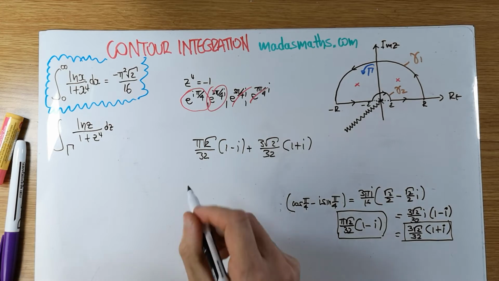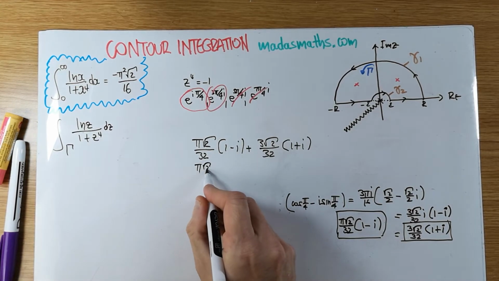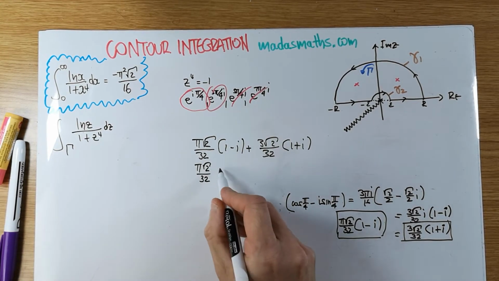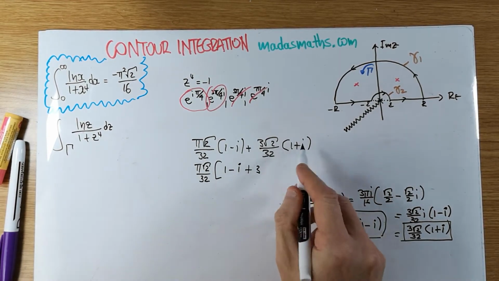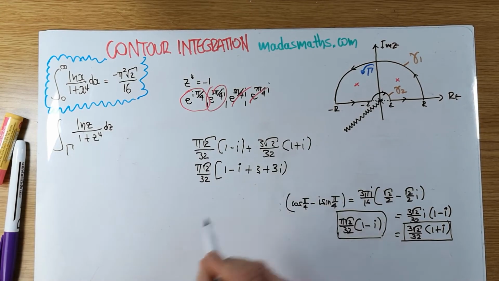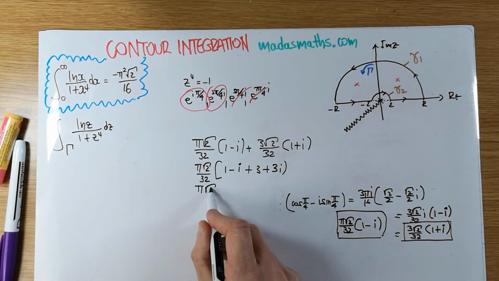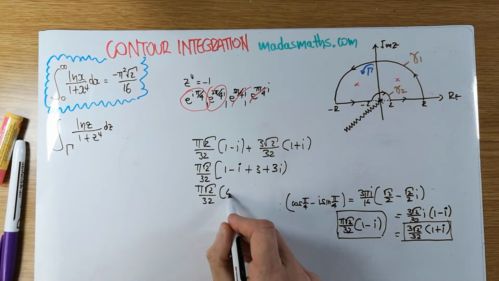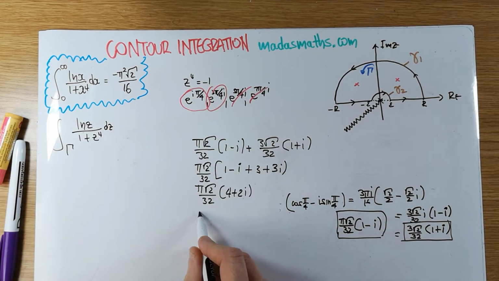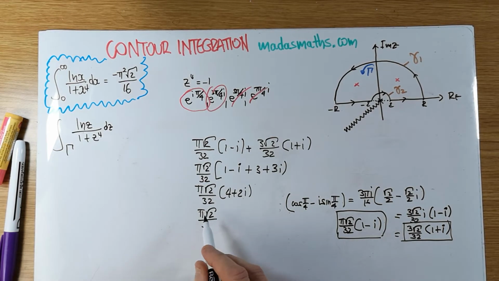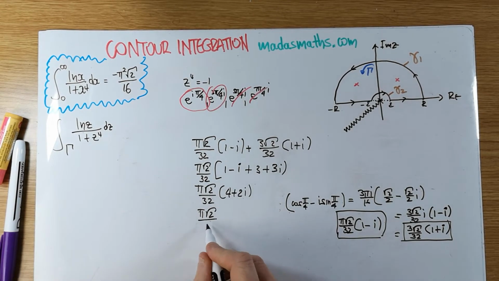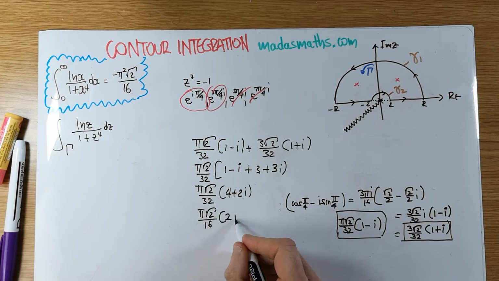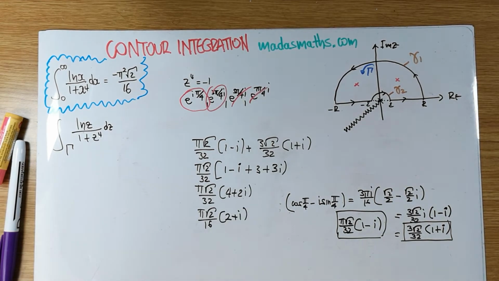And if we factorize a pi root 2 over 32, it's going to give us 1 minus i plus 3 plus 3i, which is pi root 2 over 32, 4 plus 2i, which will simplify further to pi root 2 over 32. Oh, no, not over 32. I'm going to factorize the 2 outside. 2 plus i. So that is the sum of the 2 residues.